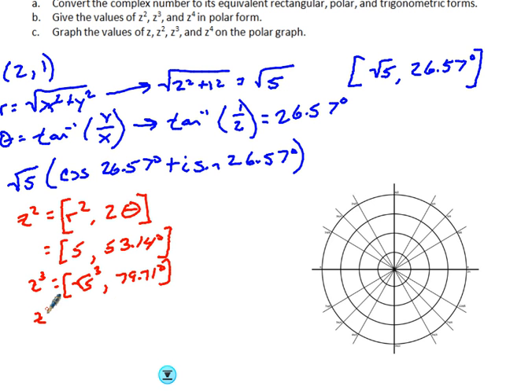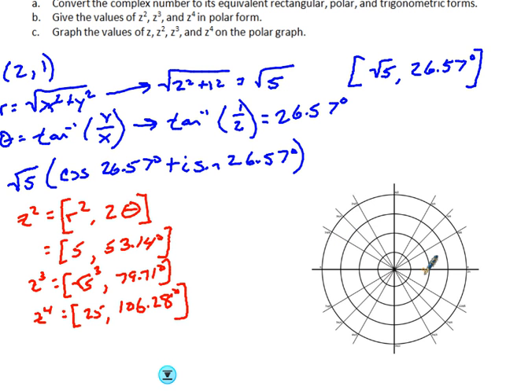And then we say z to the fourth is the square root of 5 raised to the fourth, and that's 25. And then 4 times theta, which would end up being 106.28 degrees. So there's de Moivre's theorem with part B. Now part C, what we're going to do is plot these 3 points, actually 4 points, because they also wanted z.